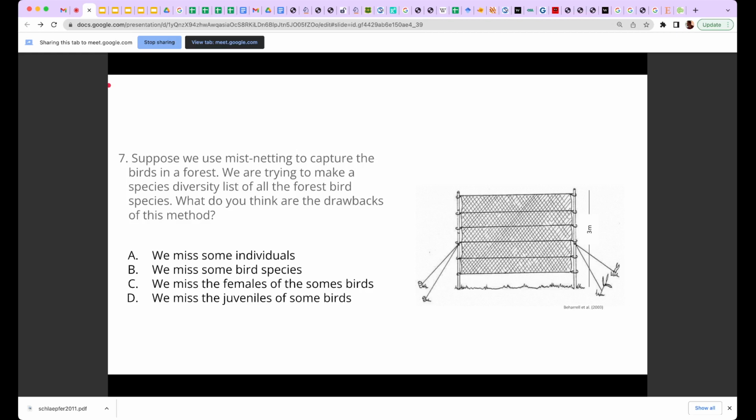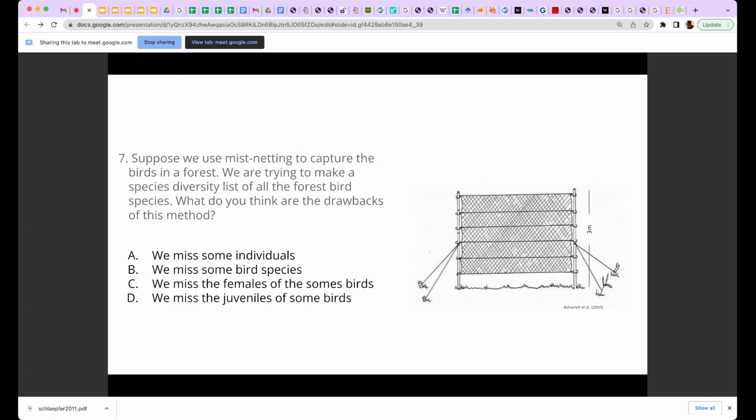So, okay, the answer is B. We miss some bird species. Not just raptors that are flying over the mist net. There could be other birds which are not understory birds. So 3 meter is basically the understory of a forest, right? There are birds that are living in the canopy. Canopy birds are not never, but seldom caught in a mist net that is 3 meter high. So there are chances of you missing a lot of bird species which do not come on the ground or on the understory.